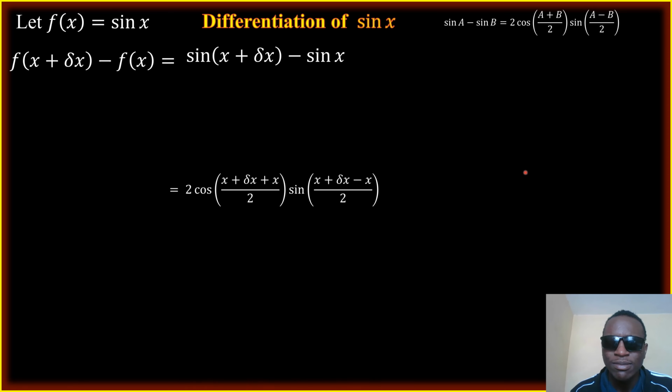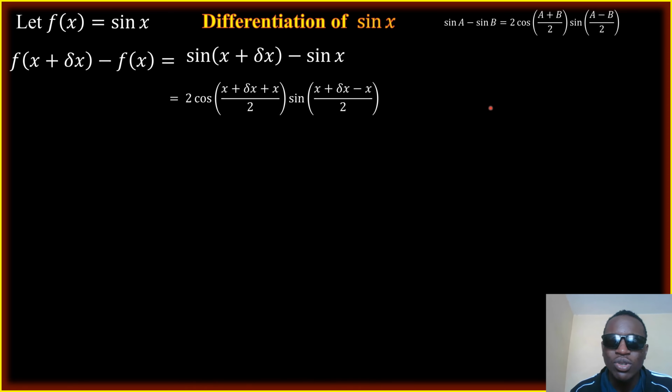So apply it, I'll have 2, copy everything as you are seeing, and you just replace your a and b. A is what? X plus delta x plus this x divided by 2, as you can see in the formula, times sine of what? A minus b. A is what? X plus delta x, then minus b. B is what? X, which is this now, divided by 2. The next step, we have to simplify what we have here. X plus x is 2x, this is it. Then I have delta x, it remains like that. Everything is divided by 2, this 2 remains the same.